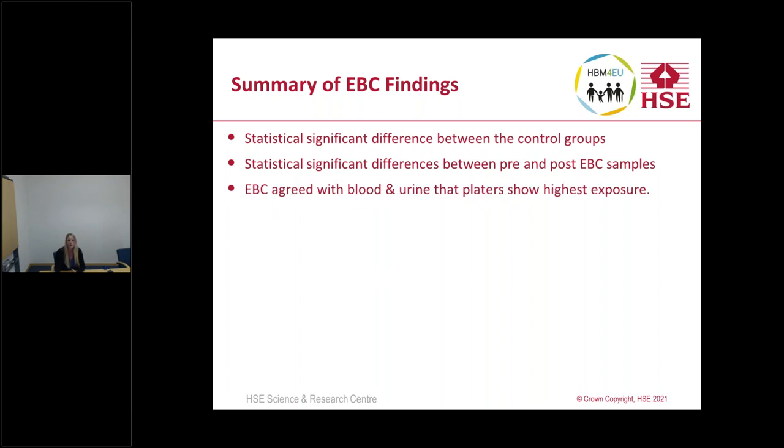One of the great things about the EBC results was that they agreed with both blood and urine that the platers had the highest exposure, showing that there is a future for measuring chromium 6 in exhaled breath condensate. It also showed the same agreement with each country. When the exhaled breath samples were split up from Finland and Italy and France, each country also showed that the platers had the highest exposure.